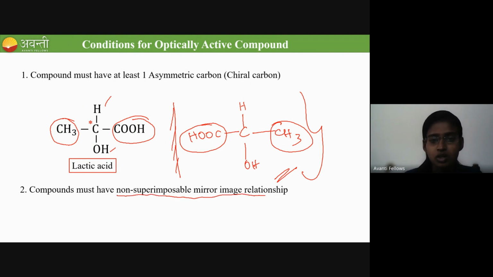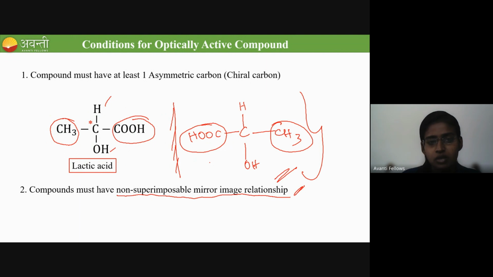Okay. So the compounds which possess this criteria are optically active. Got it? Any doubt from this? Any doubt from optical isomerism? Students, do you have any doubt from optical isomerism? No doubt? Okay, good. So let me move on.